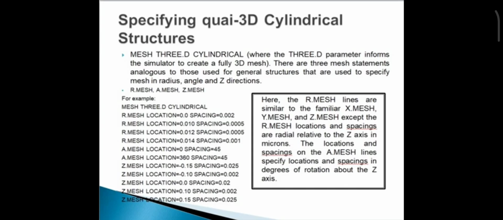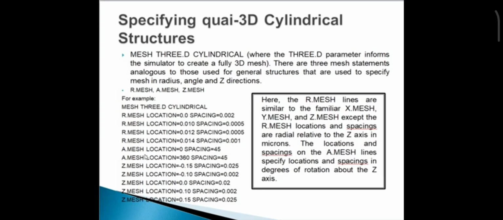There are three mesh statements analogous to those used for the general structure that are used to specify mesh in radius, angle, and Z direction. The three meshing statements are used. The R.MESH statement is used to specify radial mesh, the A.MESH statement is used to specify angular mesh, and the Z.MESH statement is used to specify mesh in the Z direction. For example, mesh 3D cylindrical structure, this code is given in the presentation. R.MESH from 0 to 14 nanometer, angular mesh, and the Z.MESH.